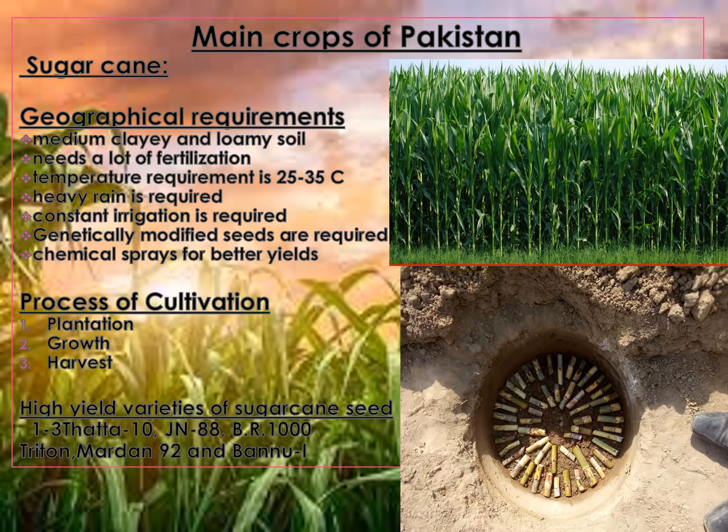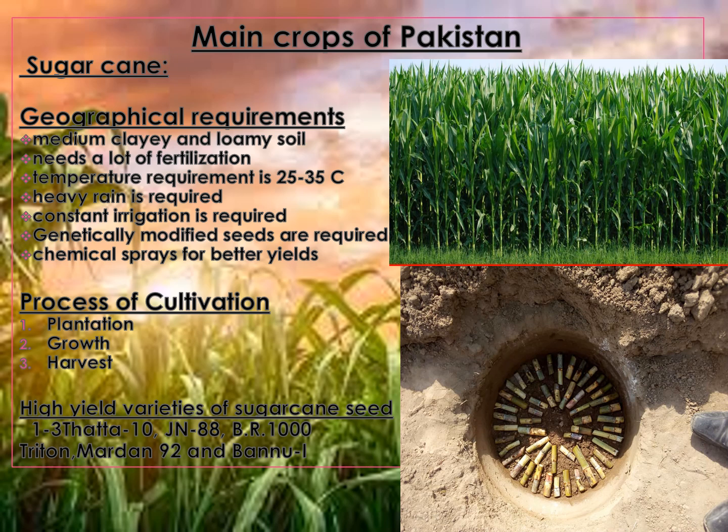If we talk about the geographical requirements of sugarcane, it requires medium clayey and loamy soil, needs a lot of fertilization like cotton, and natural manure and potash-rich fertilizers as well. Temperature requirement is 25 to 35 Celsius degrees. It requires heavy rain. Constant irrigation is required in case of less rainfall. Genetically modified seeds are used. Chemical sprays should be done for better yields.